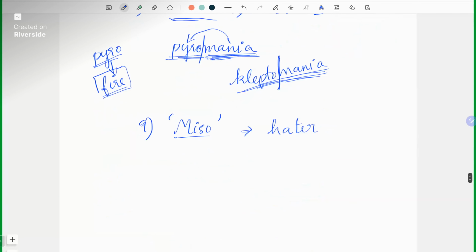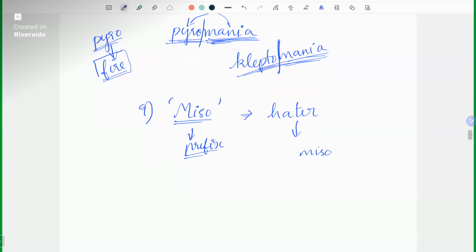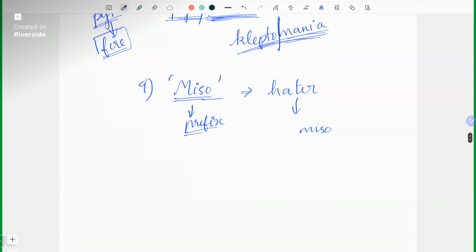Miso, wherever it comes, mostly it will be used as a prefix. But wherever it comes in the word, you can apply the meaning hater, hating something. Even misogynist means someone who hates women. Misogamist means someone who hates marriage. So if miso comes, it means hate.